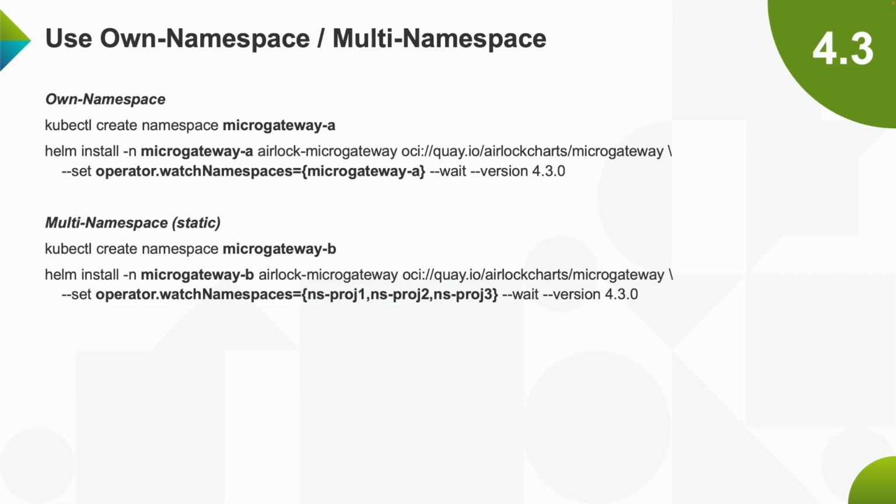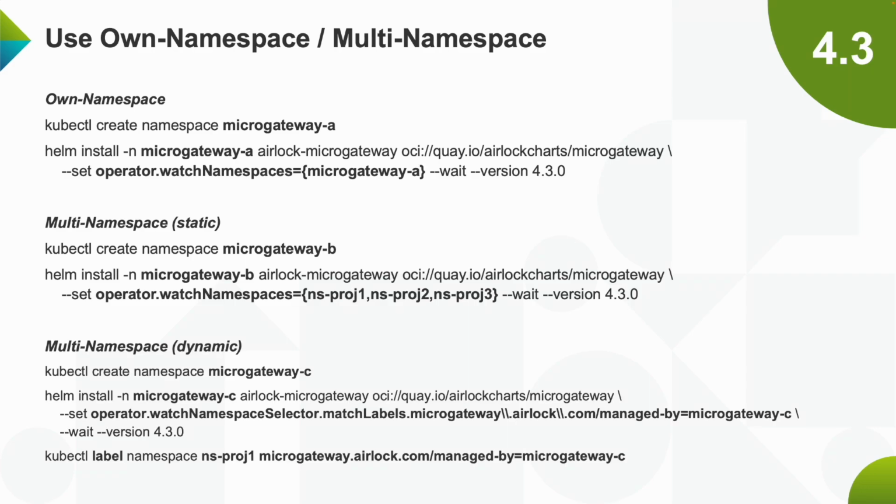Finally, let's have a look at Multi-Namespace dynamic. The part in bold deploys the operator in the namespace Microgateway C and instructs that it is responsible for all namespaces with the label managed by Microgateway C. After the operator is deployed, we can label our namespaces so that they are watched by the operator.